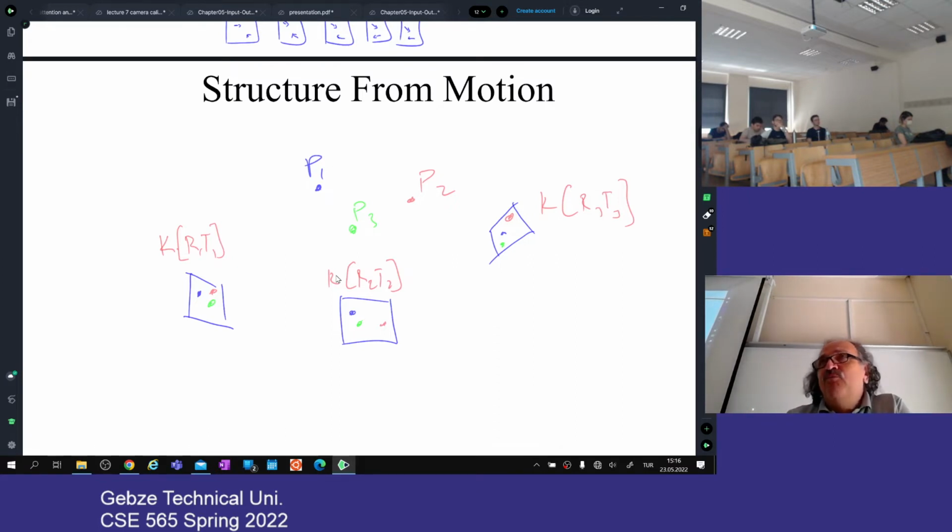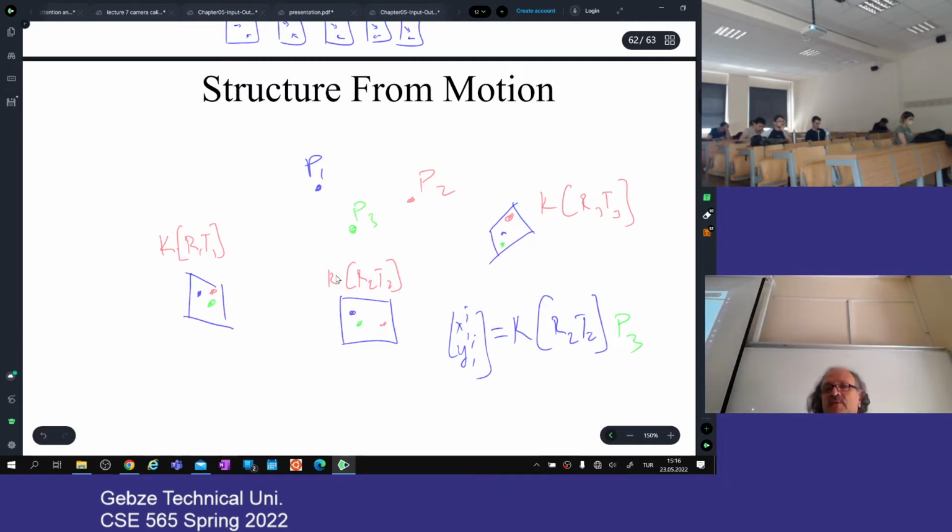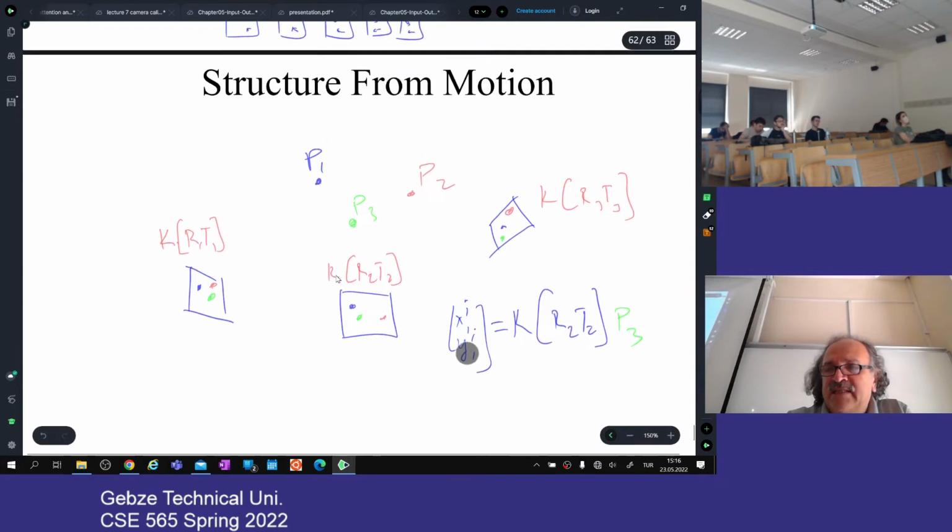Instead, I have numerical approximators. I can say that when I multiply this P1 or P3 with K, R2, T2, I will get this number here, xi1, yi1. Okay, so I know x's, I know k's, I don't know this one and this one and this one.